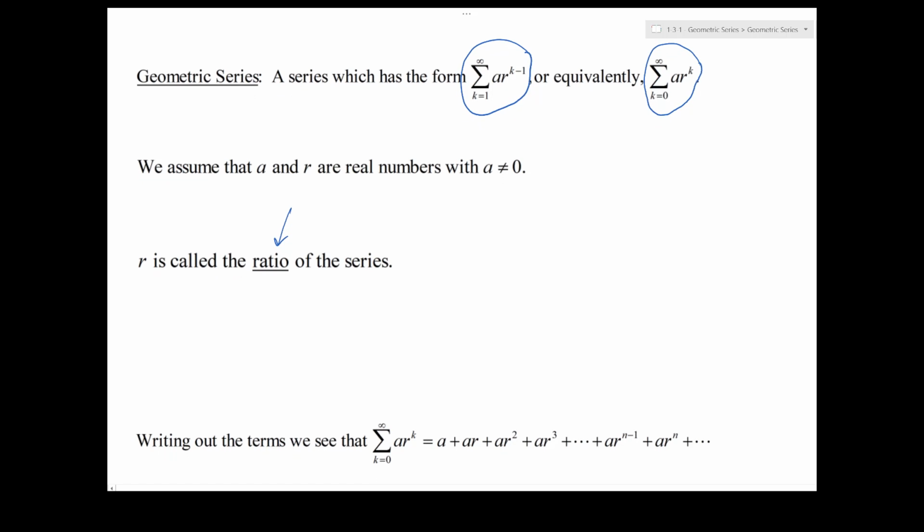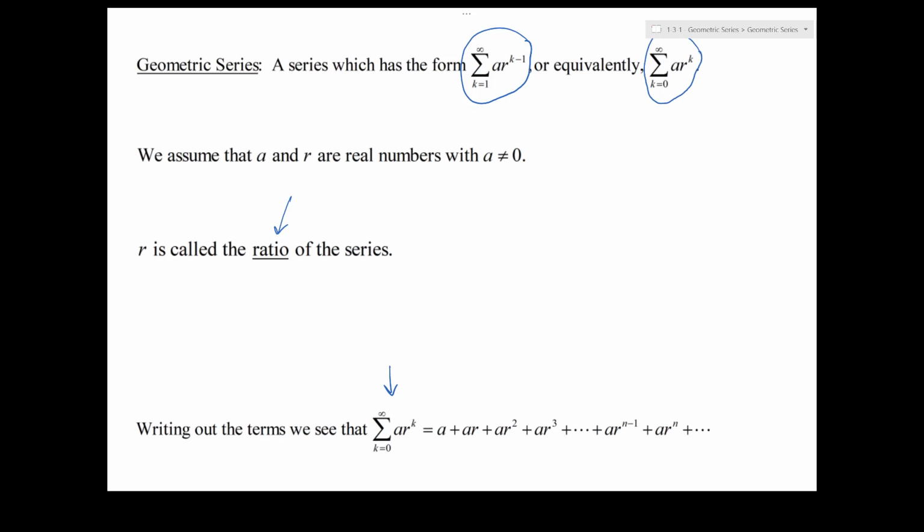And notice, just write it out, right? What is this series? So let's just take the form when the index starts at 0 and then go to infinity of ar to the k. Then what is it? K is 0, you get a. K is 1, you get ar. K is 2, you get ar squared, and so on and so on. Add up all that stuff. K is n, you get ar to the n. Add up forever. That's the series. That's what we're interested in.